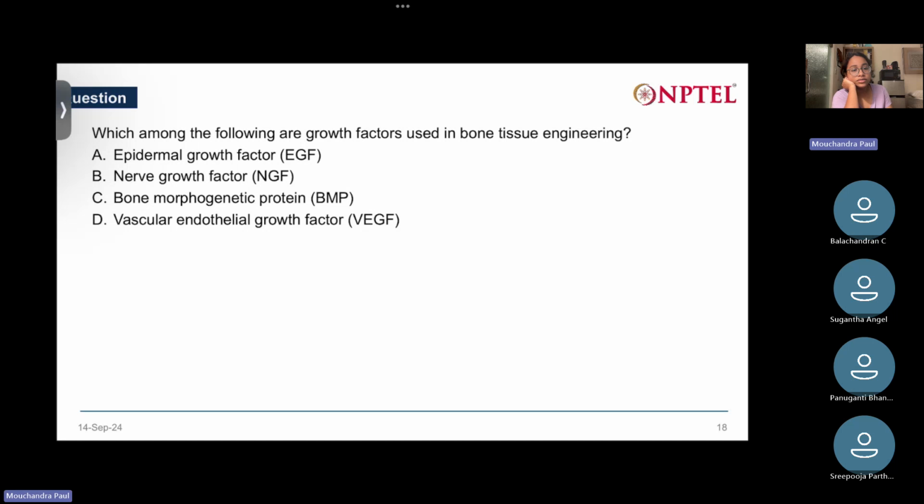A, EGF, epidermal growth factor; B, NGF, nerve growth factor; C, bone morphogenetic protein; D, vascular endothelial growth factor. Which of these is most widely used? I think here more than one is correct. Okay, I forgot to write, one or more options are correct here.